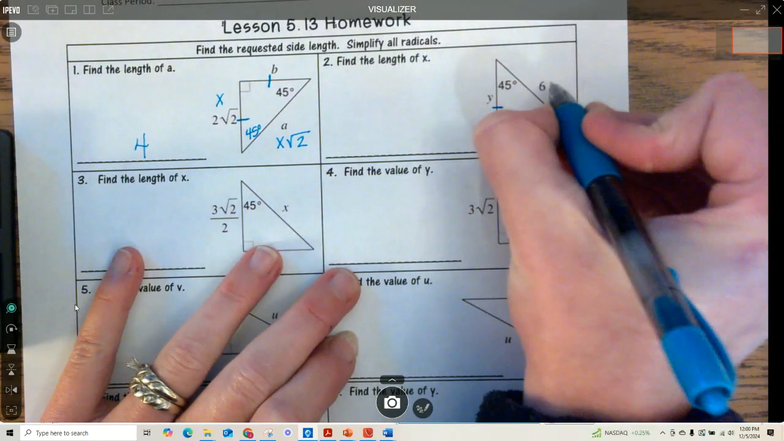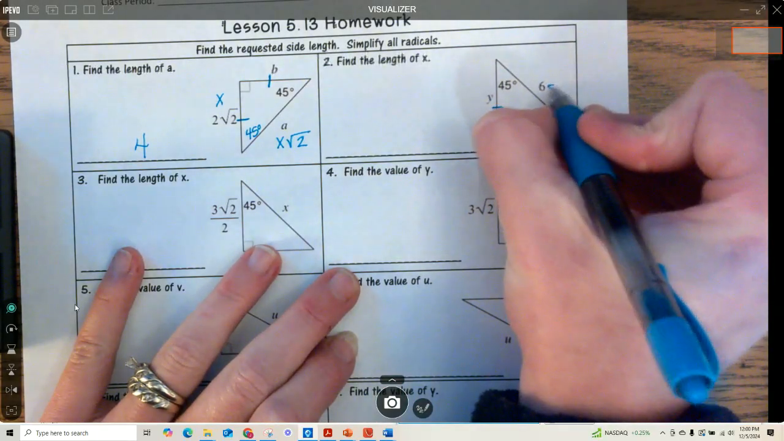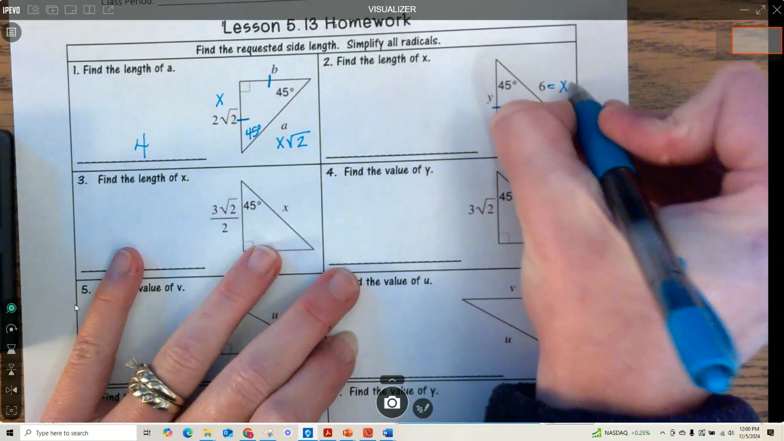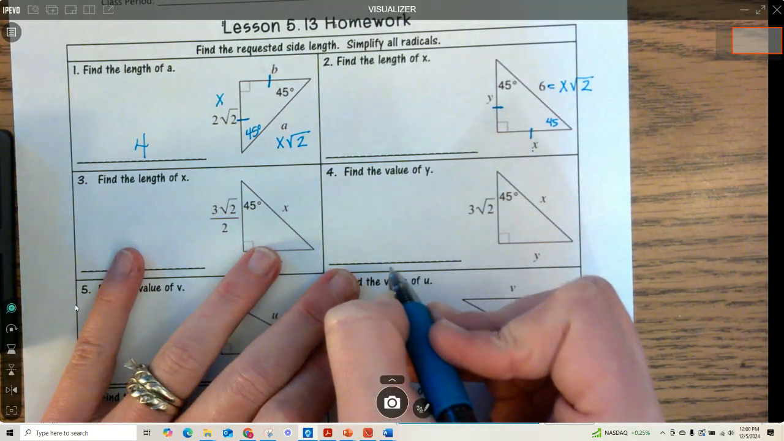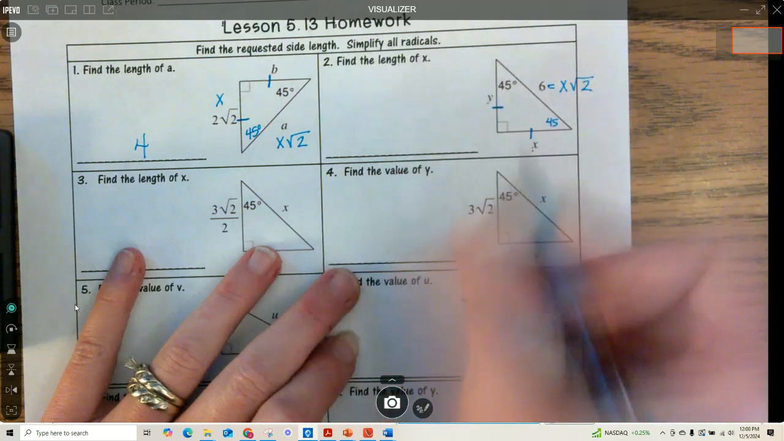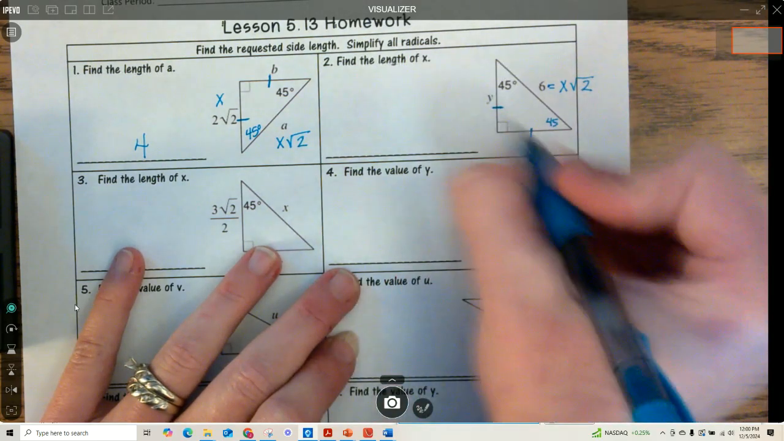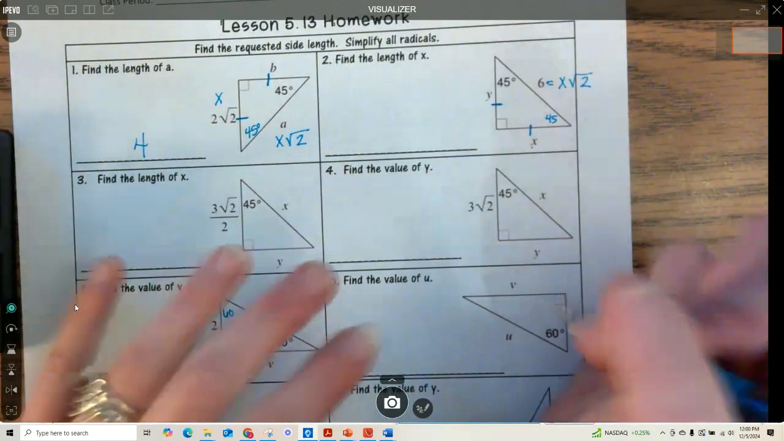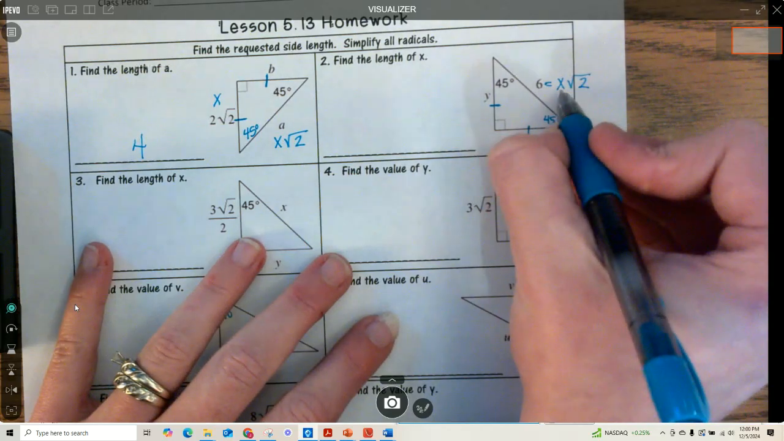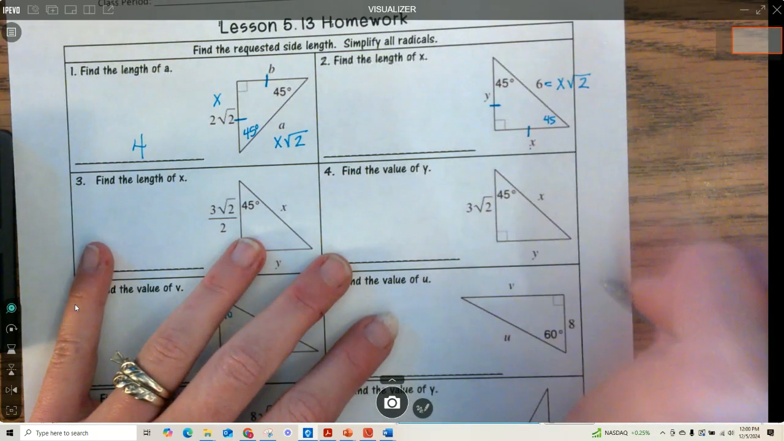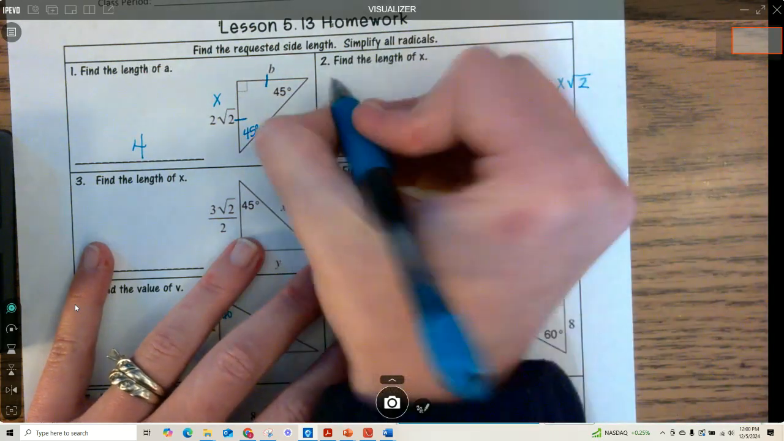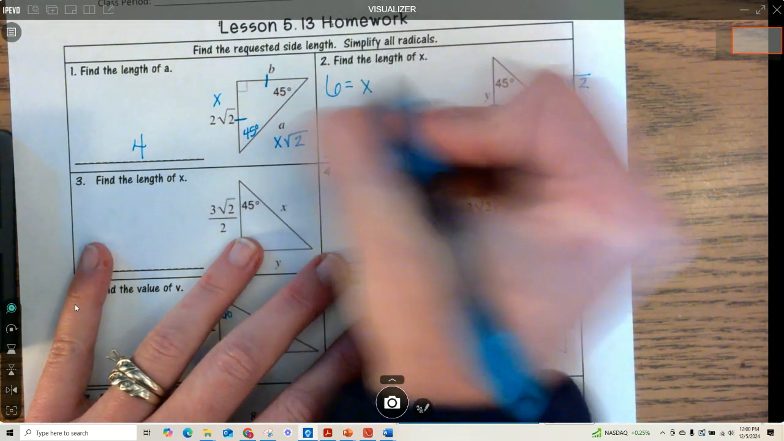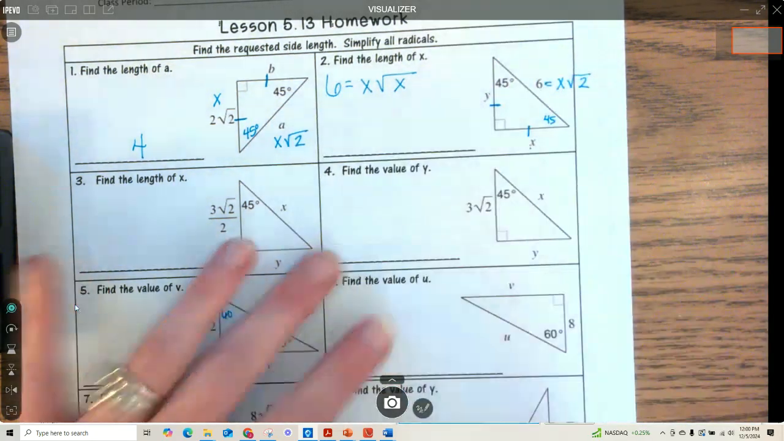So this is x. We know this side is equal to x times the square root of 2. Okay, so that diagram again. The legs are equal to x. They're equal to the same thing. The hypotenuse is whatever the leg is times the square root of 2. So you can set up an equation when you're going this direction.